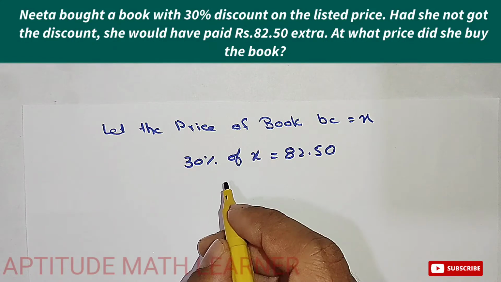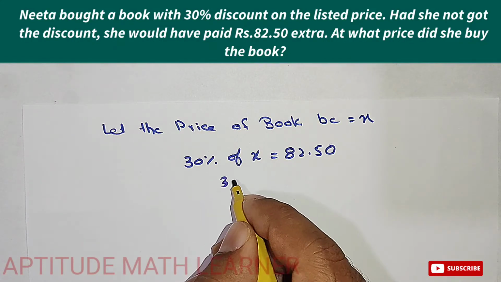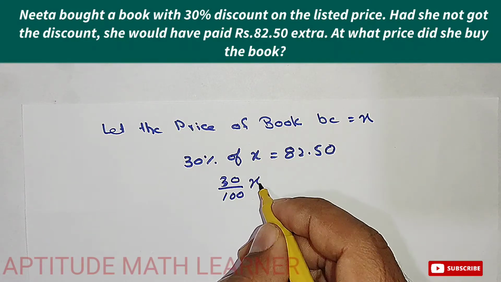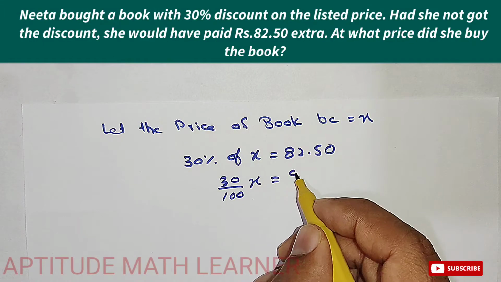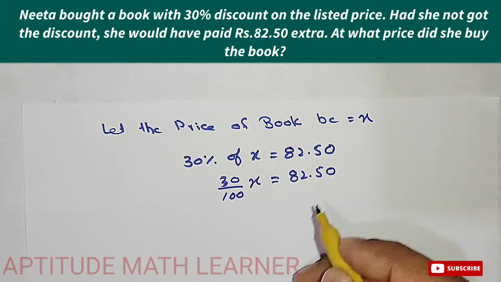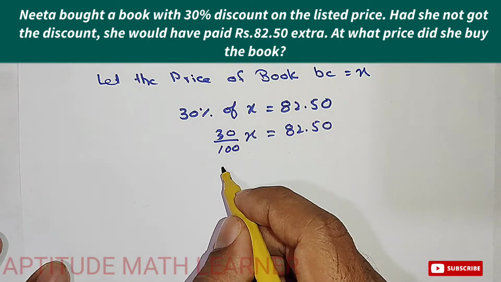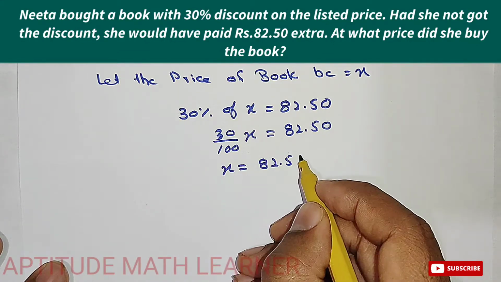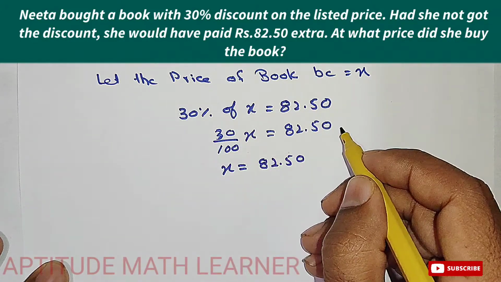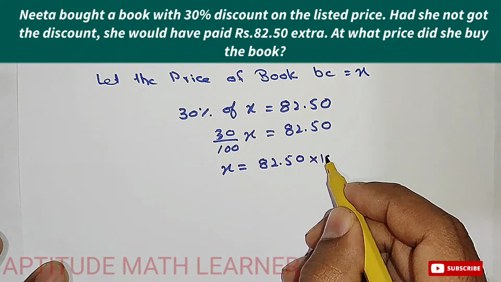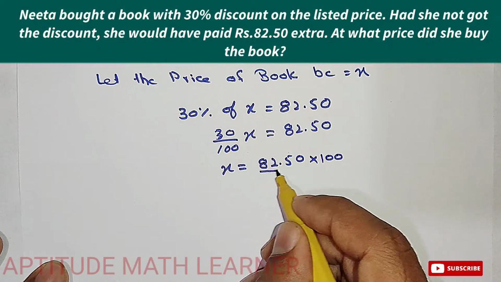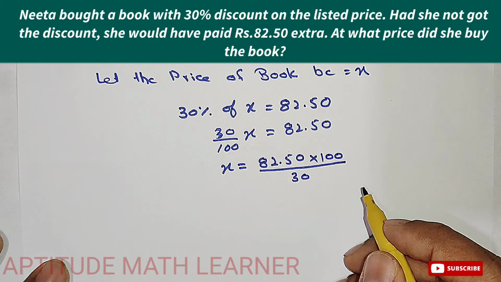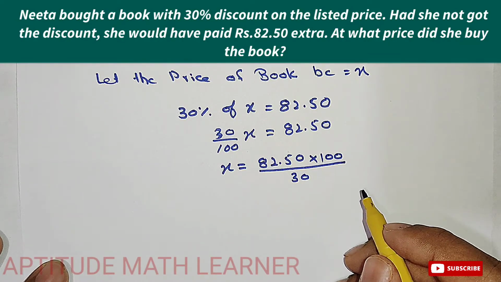So this becomes 30 divided by 100 of X is equal to 82.50. So the price of the book X is equal to 82.50, and this 100 goes upward and multiplies with the above portion, and this 30 divides the above portion. I hope till here you have completely understood.